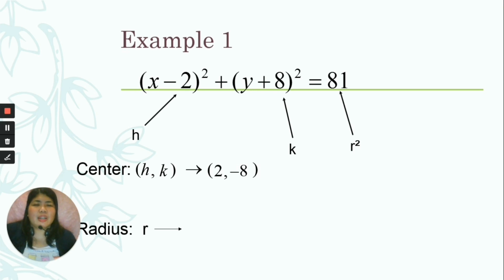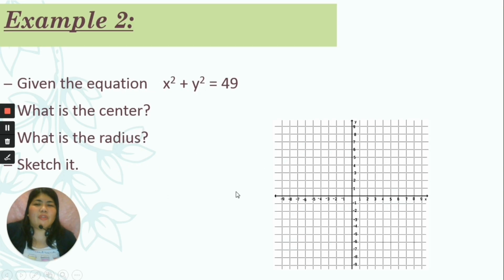And now for the radius, you will just get the square root of r^2. As we can see, we have a perfect square number here. So just get the square root of 81. So the answer is 9. Therefore, we now have the information about the center and the radius of the circle.